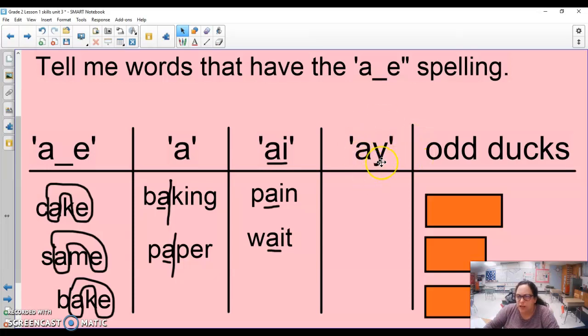Okay? All right, the next one, A-Y. What does A-Y say? Yeah, A. Can you think of a word that says A, spelled A-Y? What's this word? Let's tap it. Ready? D-A-Y. What's the word? Day. What's this one?